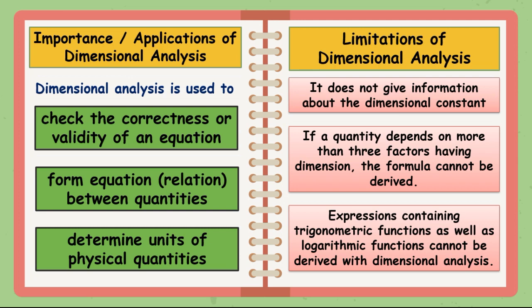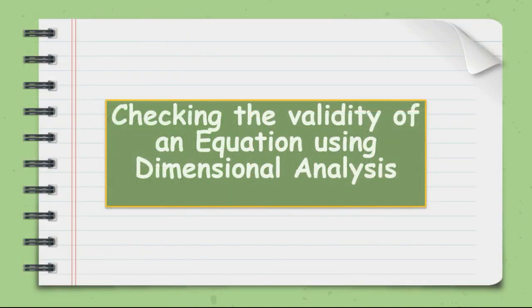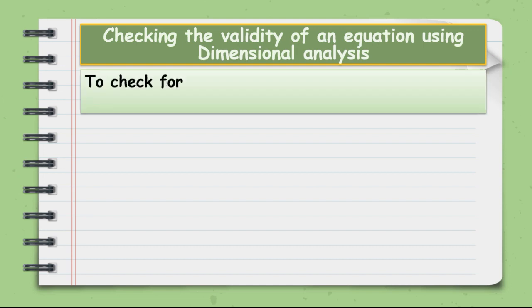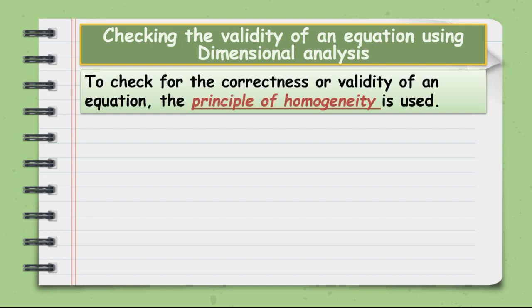Now let's focus our attention on the importance of dimensional analysis by looking at the first one that talks about checking the validity of an equation. So we are going to use this to check the dimensional validity of a few equations which we will select for this course. And I'll leave you with some assignments as well. But I want you to understand that in order to check for the correctness and the dimensional validity of an equation, a principle is used.